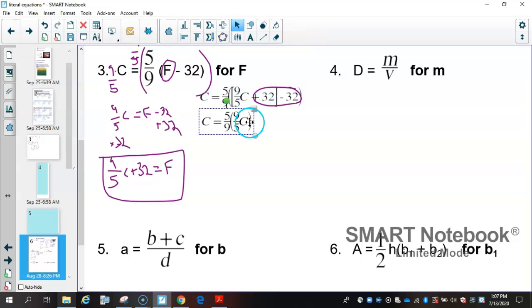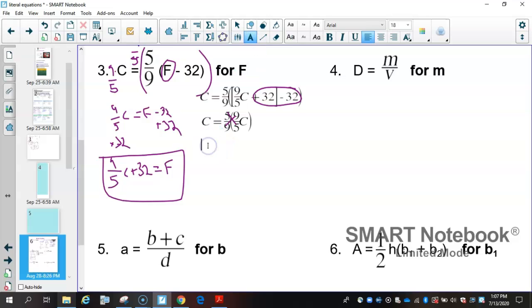Okay, so those two 32s cancel, or add and subtract to become 0. And now I'm left with C equals 5/9 times 9/5 C. Well, again, like we saw earlier, that 9/5 and 5/9 cancel to become 1, so we're just left with C equals C.